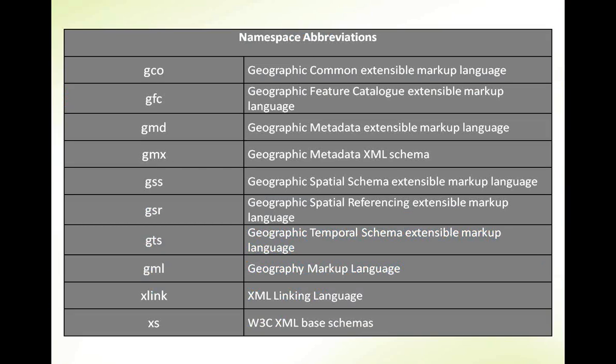This is a namespace abbreviation table that identifies the namespaces that you'll find in the ISO XML. This is just a list of most of the common ones that you'll see. You do not really need to know exactly what these mean. In our validation series, we'll talk more about pairing the correct namespace declarations with your schemas.